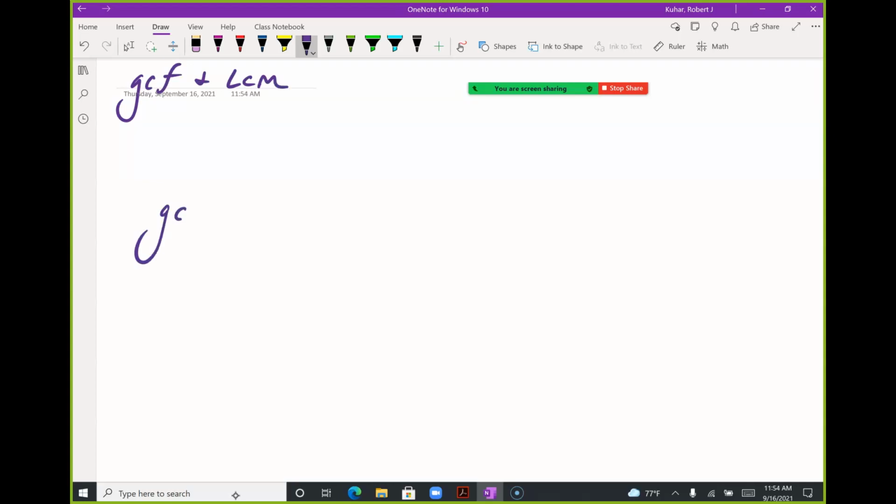A GCF is the product of the matches of the factors. So again, this is a super nerd talking. Product of the matches of factors.